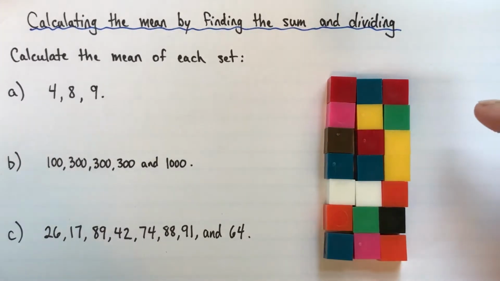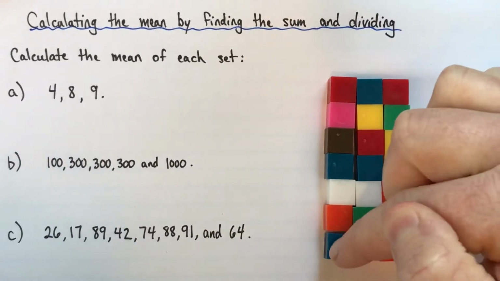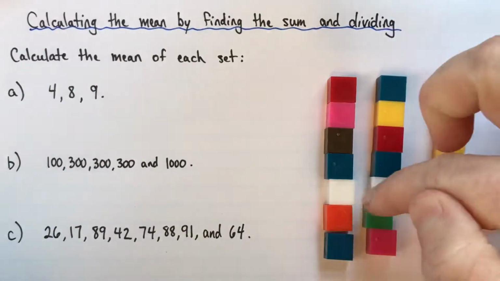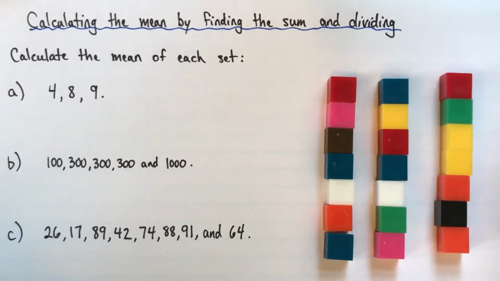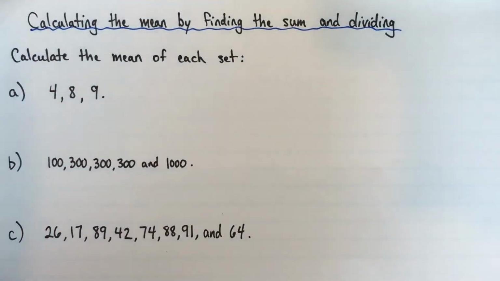All right, so first we're going to find the sum. We're going to add up the numbers, and then we're going to divide. And how much are we going to divide by? Well, how many numbers were there? Because that's how many people we need to share it among, or how many numbers we need to share it among. All right, so that'll be the idea. So for the rest of it, I won't use the cubes, but that's what we'll be thinking about.